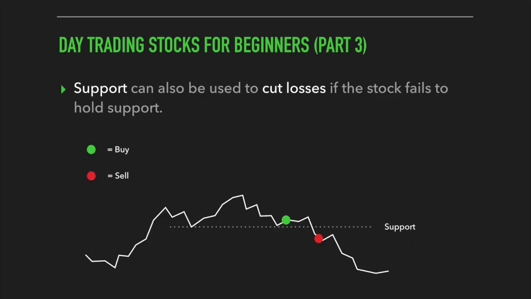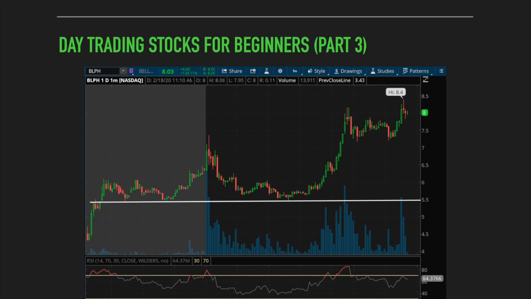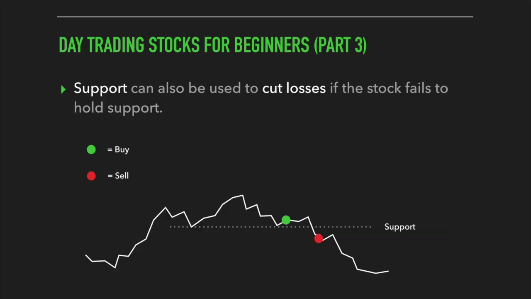Now, like I mentioned, this isn't always going to be the case because unfortunately nothing is perfect in the market. There are times where things go perfectly, like in the previous example here with BLPH, but there are also times where support looks like it's going to hold and then immediately ends up breaking down below it. So again, just to remind you, you can also use these support levels as an area to cut losses if the stock does fail to hold the support.